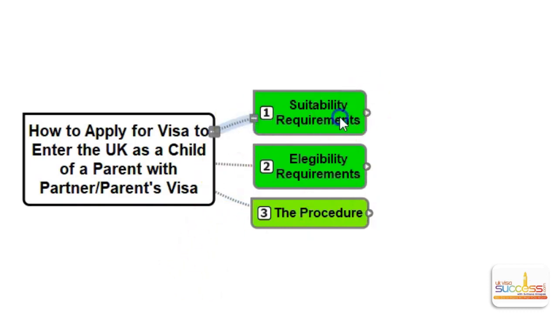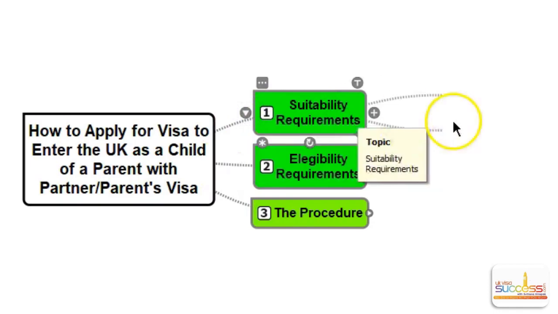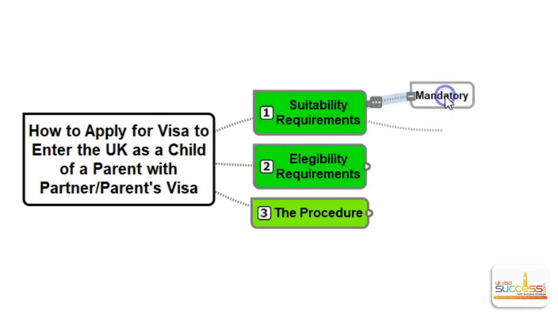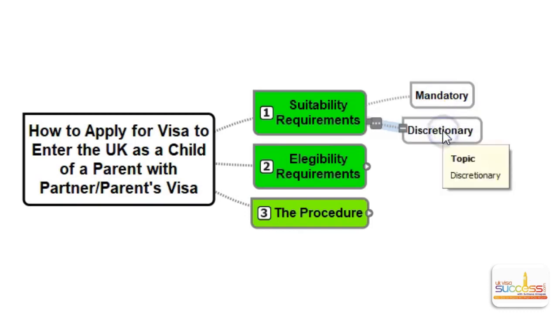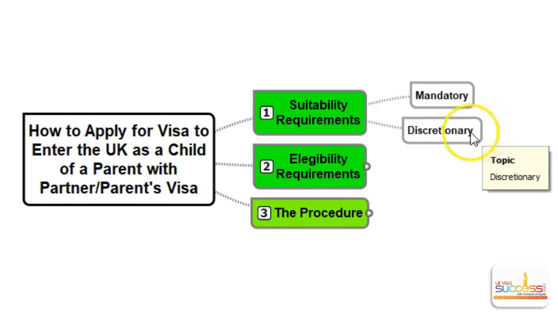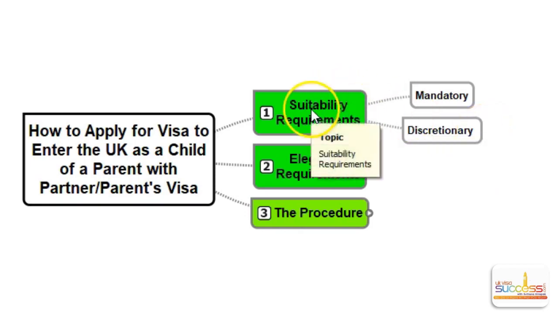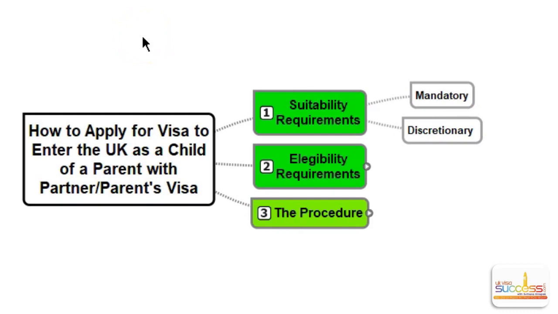The suitability requirements consist of two types of suitability requirements. The first one is mandatory, and the second one is the discretionary. Mandatory is when the decision maker has no choice but to refuse the application if the child is caught by one of the suitability requirements. And the discretionary grounds for refusal is when the decision maker has a choice and can either allow or refuse the application. And what does this mean to meet the suitability requirements?